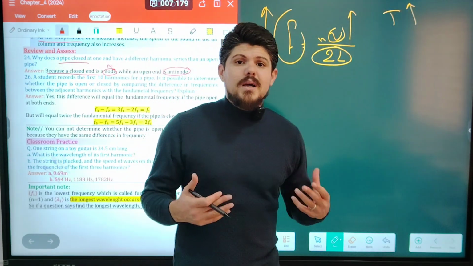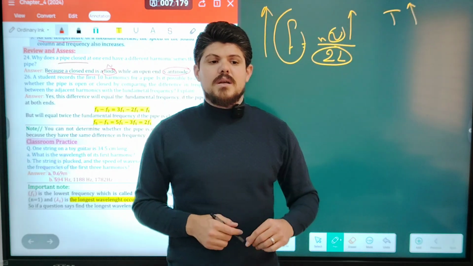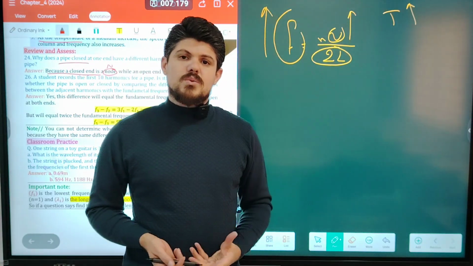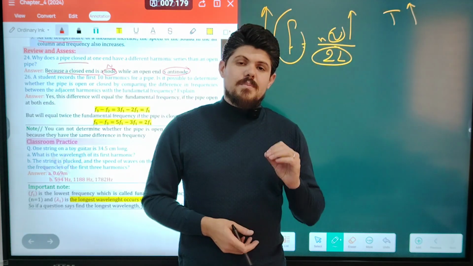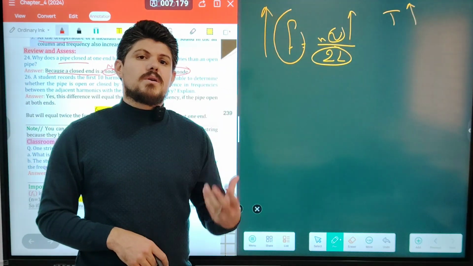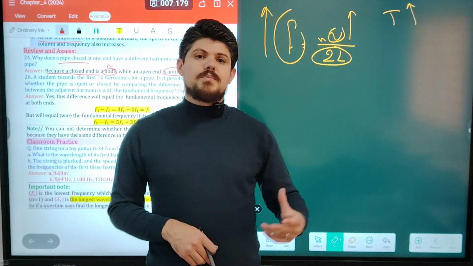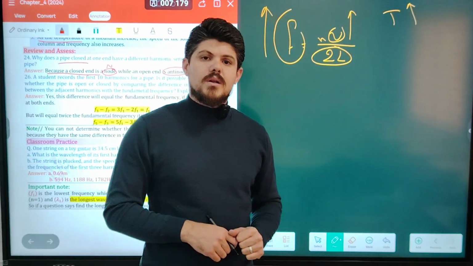But why are only the odd harmonics present in a pipe closed at one end? Because the number of antinodes is equal to the number of nodes, and we have the simplest standing wave, with one antinode and one node. To determine the number of harmonics, we have to add up the number of nodes and the number of antinodes minus 1. Okay?